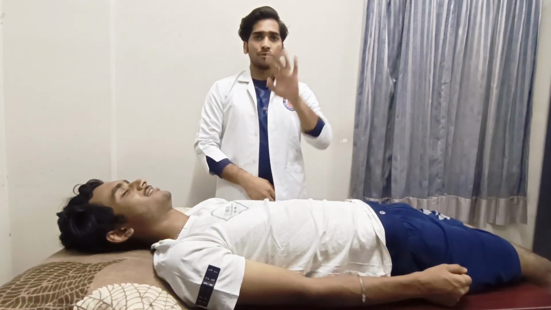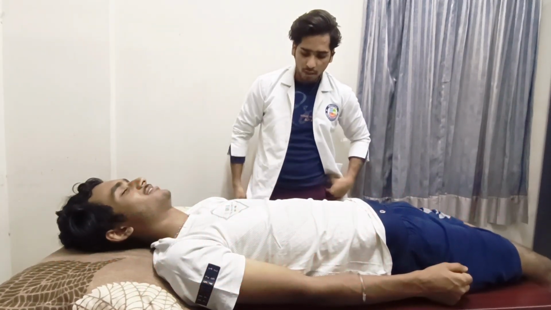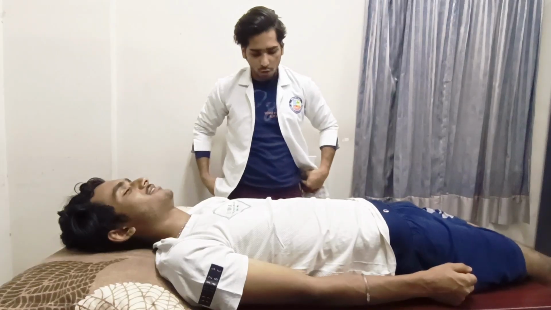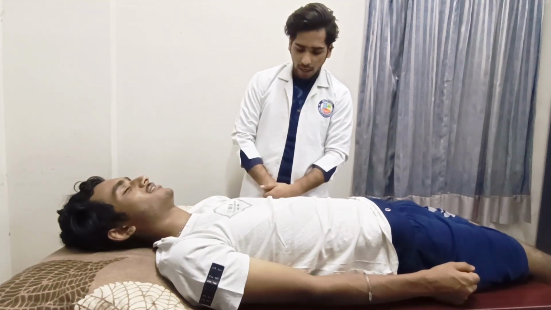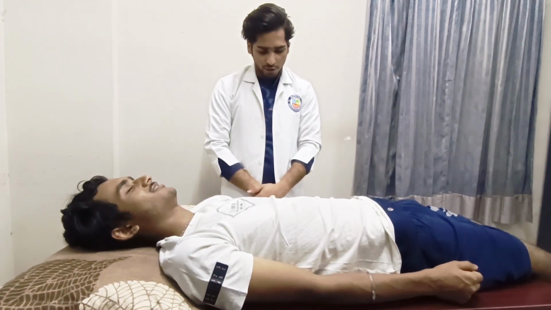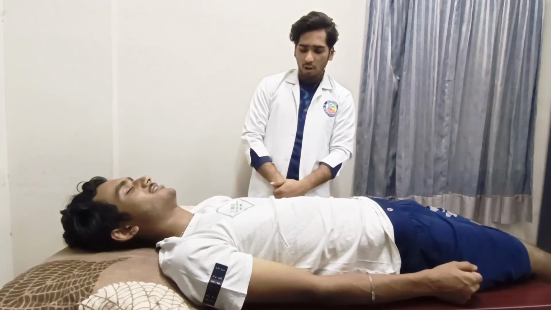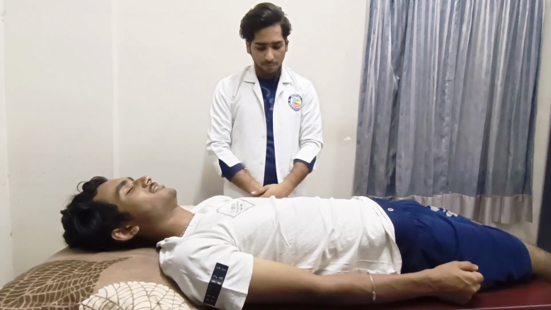This has six types. In the six types, first is perioral stimulation, second is thoracic vertebral pressure, third is anterior stretch lift of the posterior basal area, fourth is intercostal stretch, fifth is co-contraction of the abdominal pressure, and sixth is moderate manual pressure.